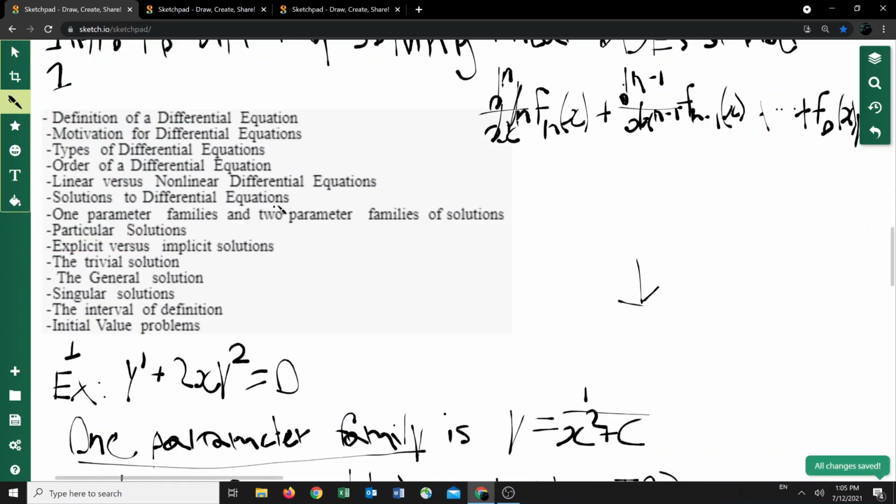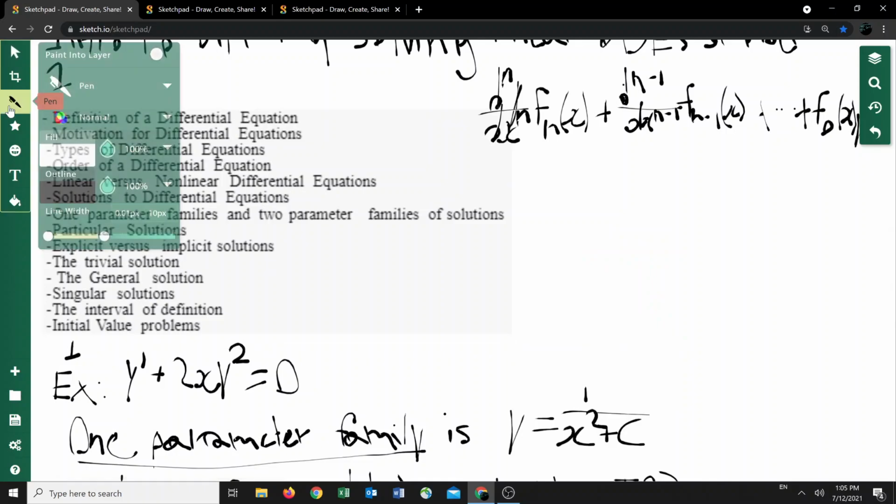Okay. Solutions to differential equations. Oh, I guess we already talked about that. They're essentially y in terms of x. But now we talk about 1-parameter families and 2-parameter families. So this is related to how the opposite of a derivative is an antiderivative or an integral, by the fundamental theorem of calculus, or one part of it.